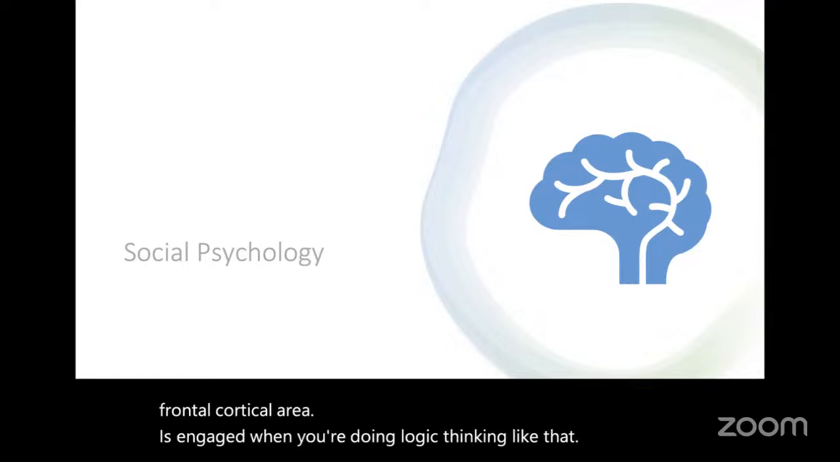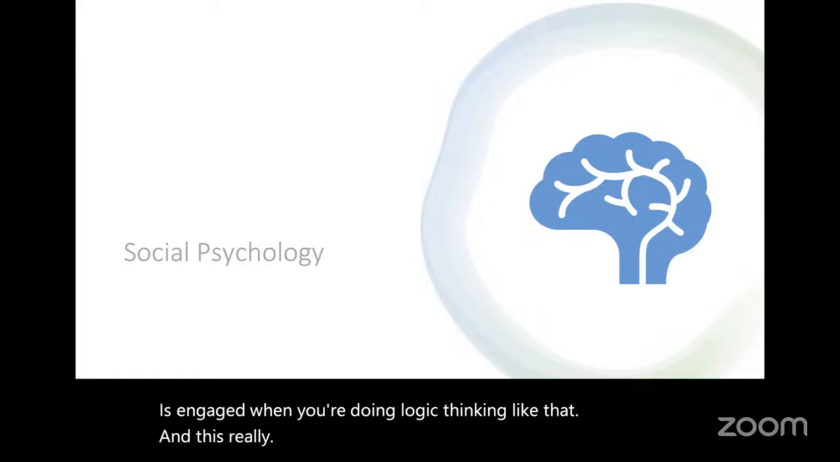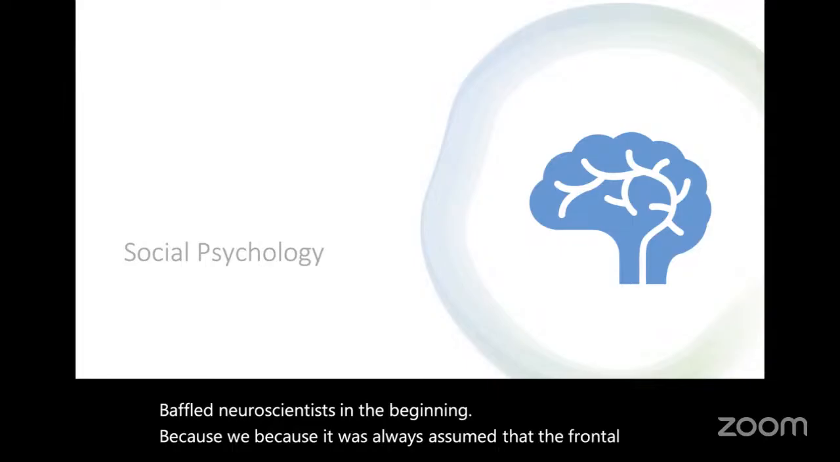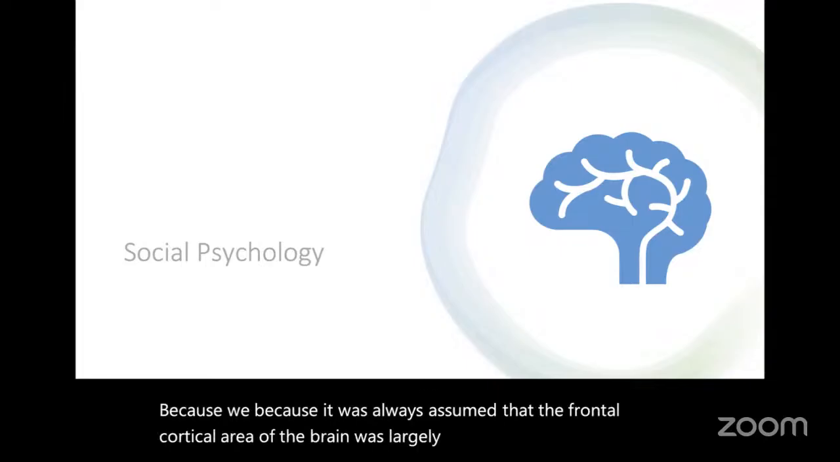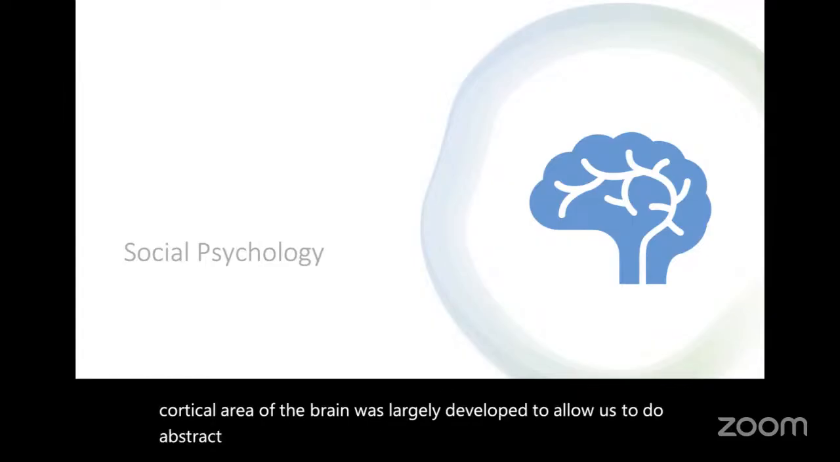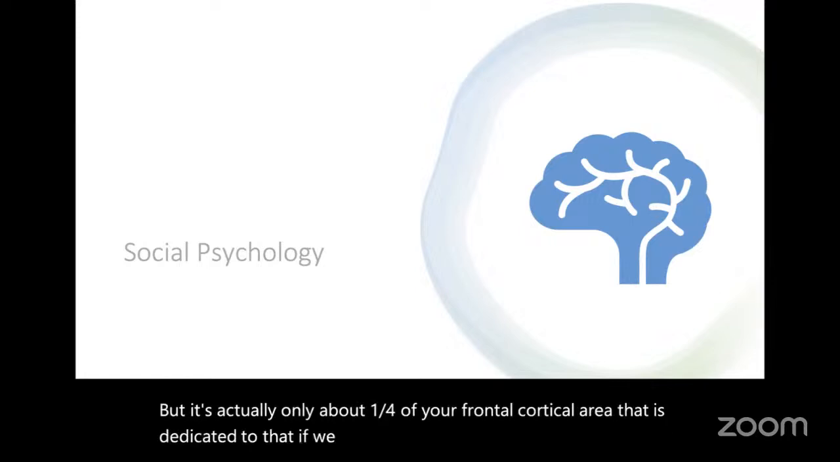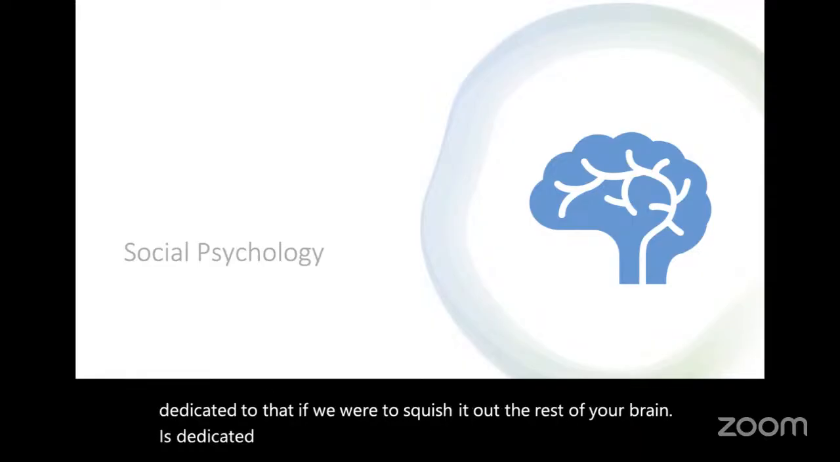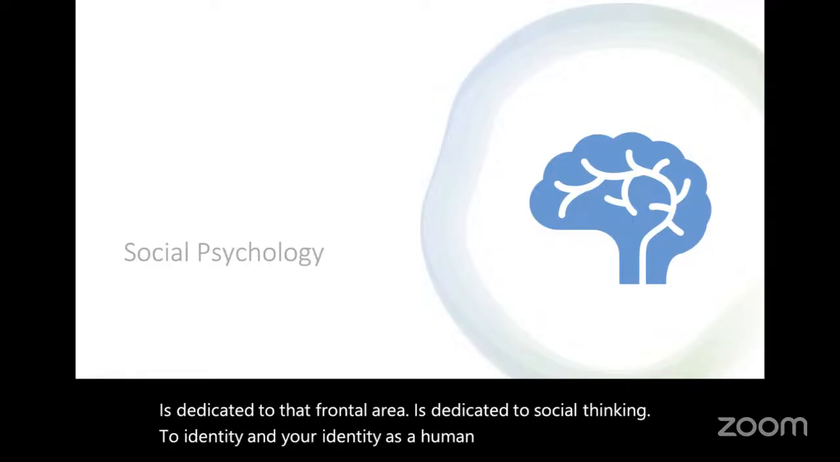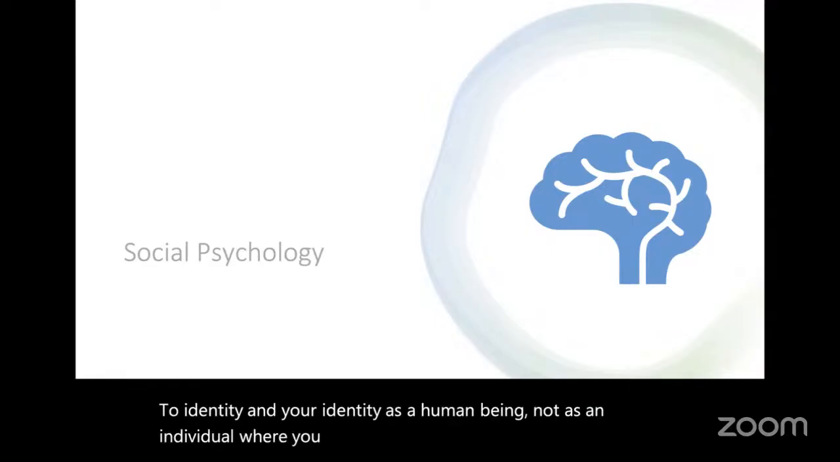And this really baffled neuroscientists in the beginning because it was always assumed that the frontal cortical area of the brain was largely developed to allow us to do abstract logic thinking that has built our world as it is. But it's actually only about a quarter of your frontal cortical area that is dedicated to that if we were to squish it out. The rest of your brain, that frontal area, is dedicated to social thinking, to identity, and your identity as a human being, not as an individual, where you belong in your social world.